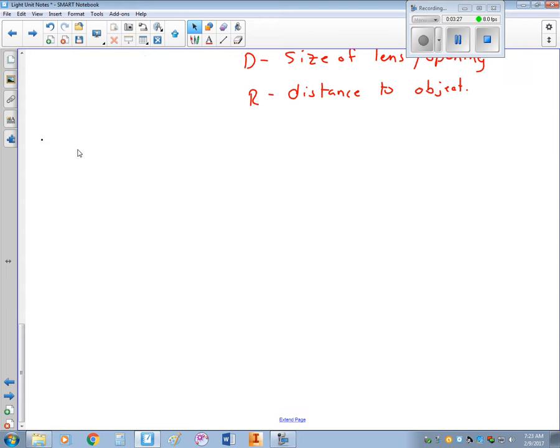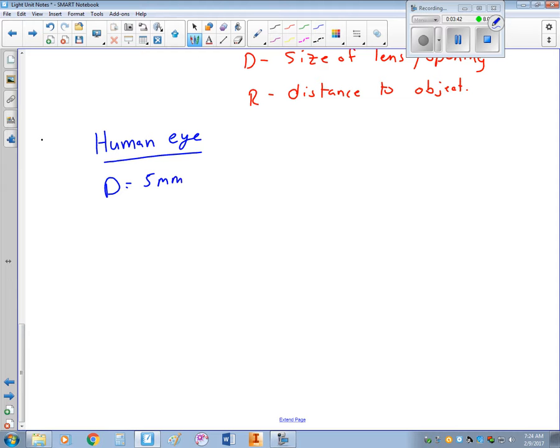So let's work out an example for the human eye. So for the human eye, it has an opening of 5 millimeters. And the wavelength of light is approximately 0.5 microns. So then the resolution is going to be that right there. So B will equal 0.5 microns divided by 5 millimeters, times R.